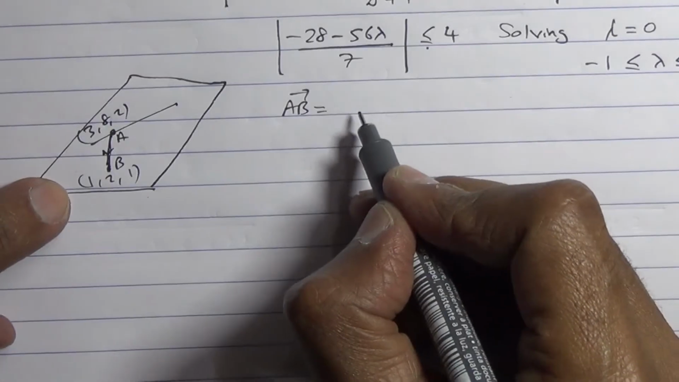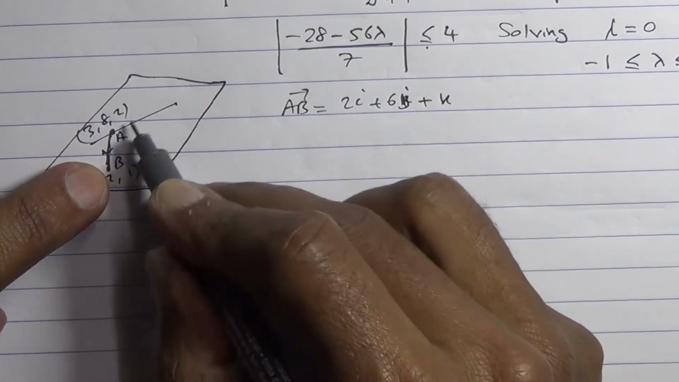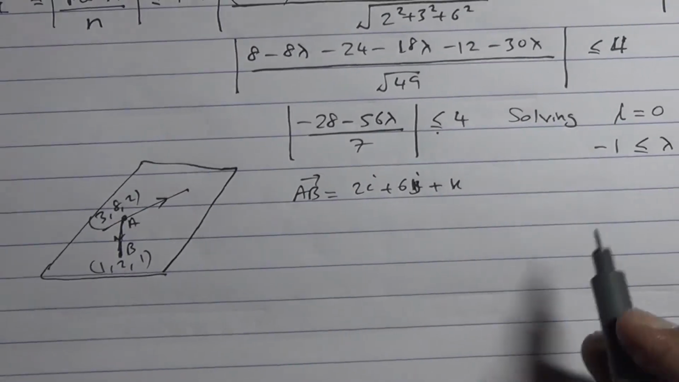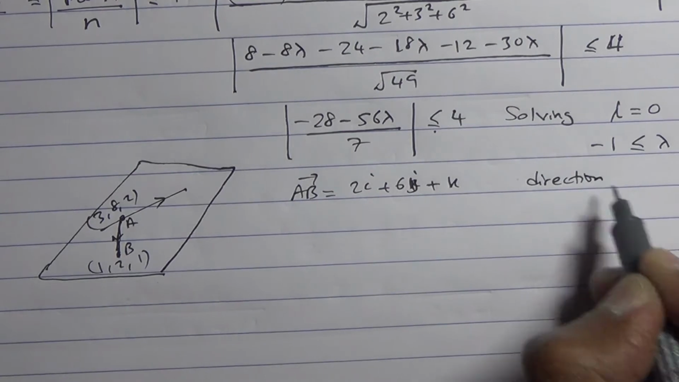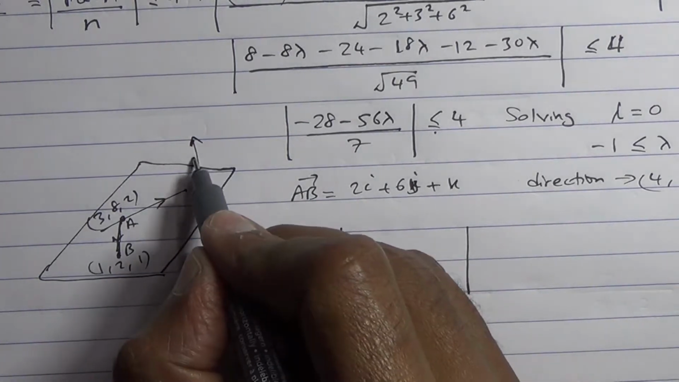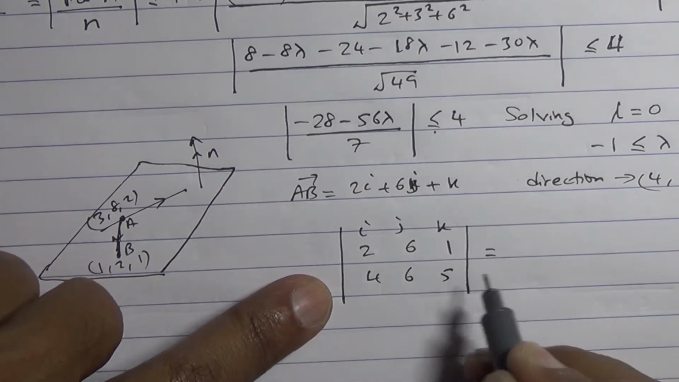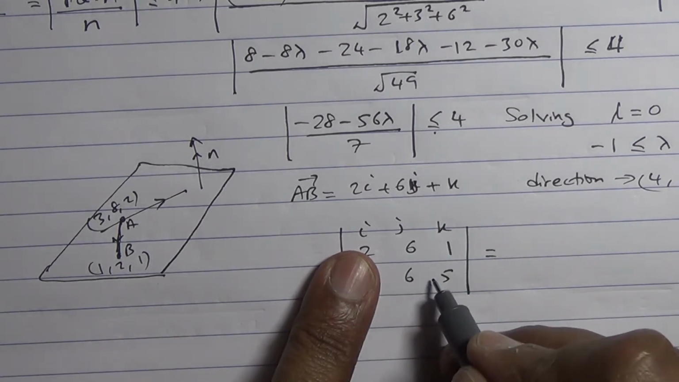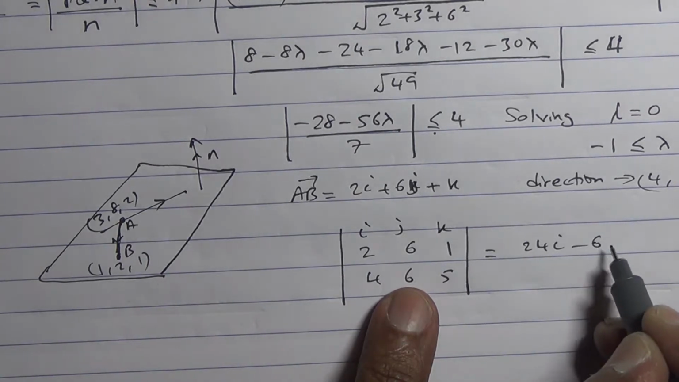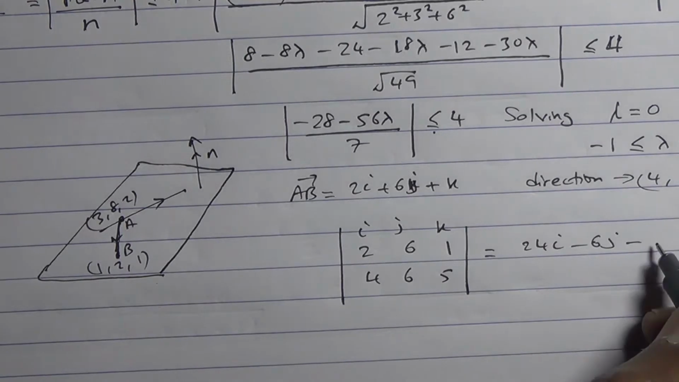AB is basically 3 minus 1, which is 2i, 2 minus 1, which is 1, j, and 8 minus 2, which is plus 6k. Wait, let me state it in order: AB is 2, 6, 1. And the direction vector of the line is 4, 6, 5. Now we can do a cross product again, to create a normal to the plane. So this is i, j, k, 2, 6, 1, 4, 6, 5. Cross product, you're going to get 30 minus 6, which is 24i, then 10 minus 4 is 6, so minus 6j, and then 12 minus 24, which is minus 12k.